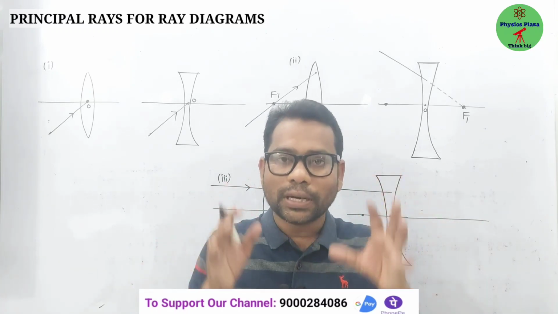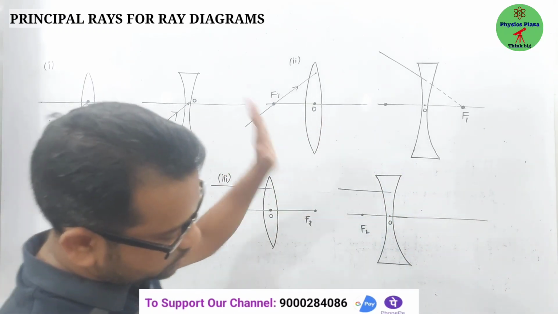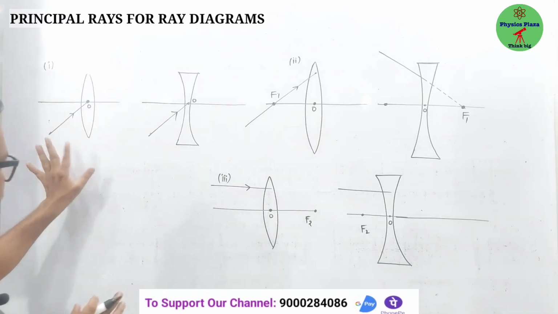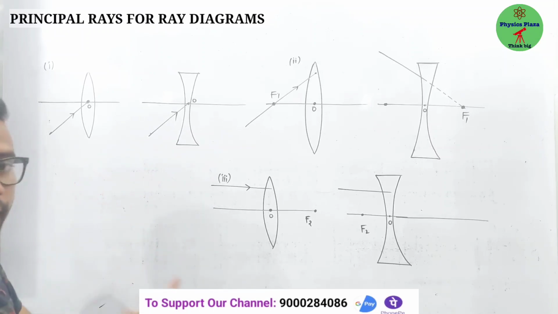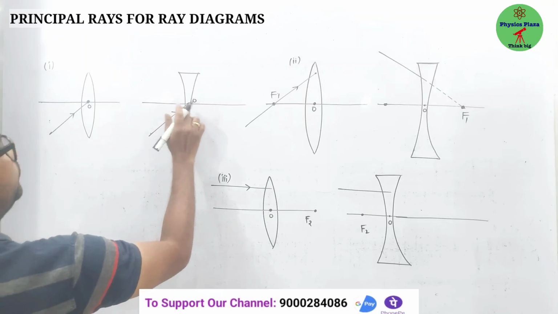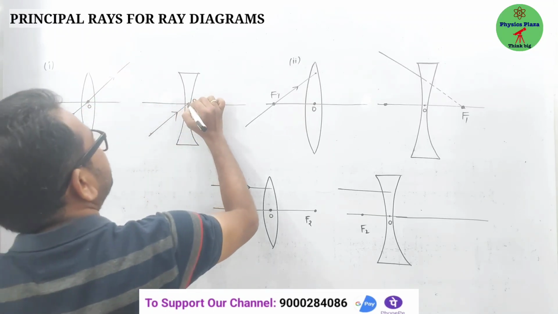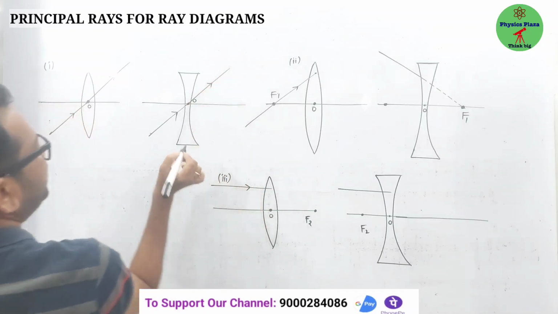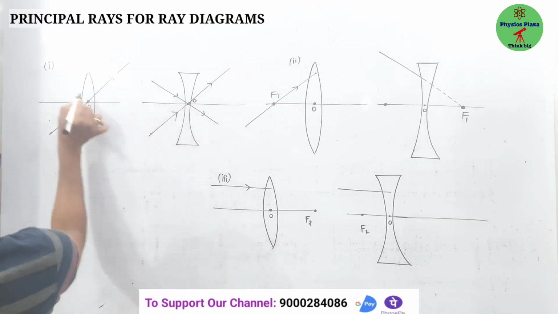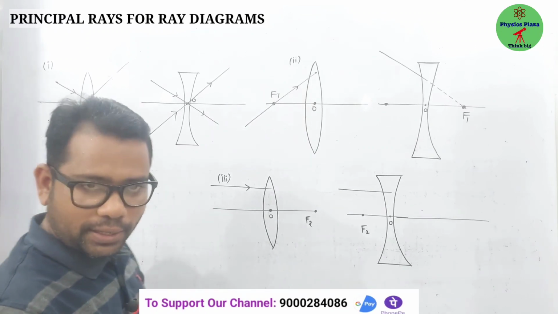Now let us see the important light rays needed to make ray diagrams. Children, we'll be discussing convex and concave simultaneously. The first one is very important, for either a convex or a concave lens: if any light ray passes through the optic center, this light ray will go undeviated. Any light ray passing through the optic center goes undeviated with either a convex lens or a concave lens. Clear?